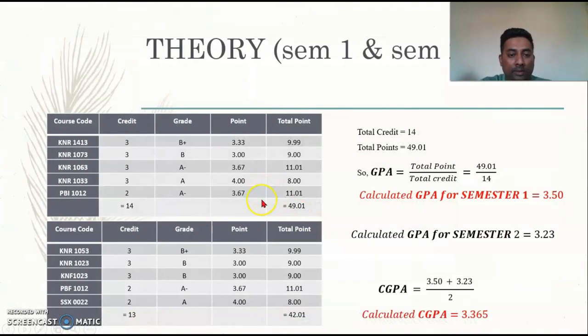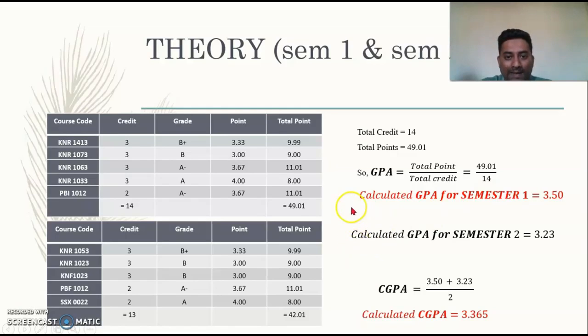Before I enter the main presentation, I want to show you how to calculate GPA and CGPA manually. As I mentioned here, there are two tables for two semesters. You can see 5 courses here. So how do you calculate the GPA? You just sum up all the total points and sum up the total credits, and divide the total points by the total credits.